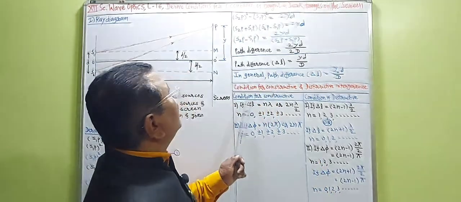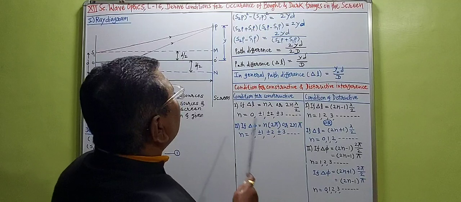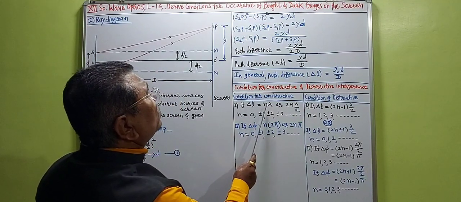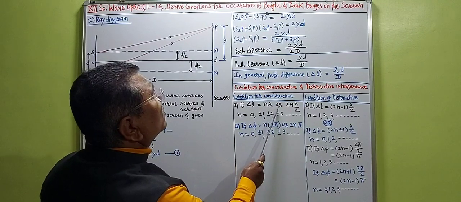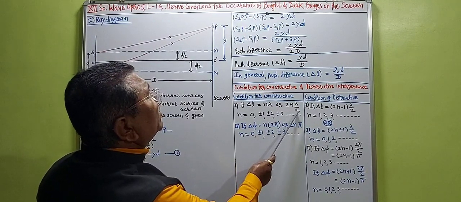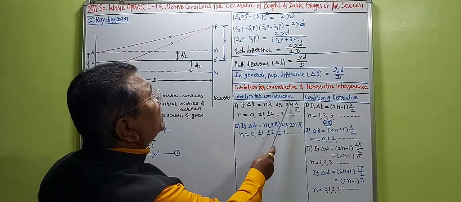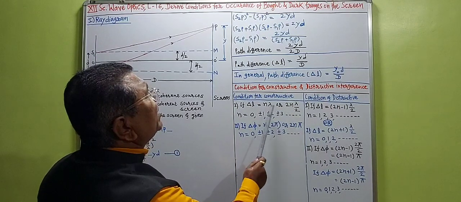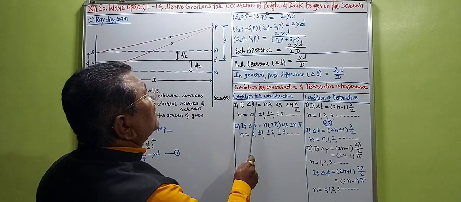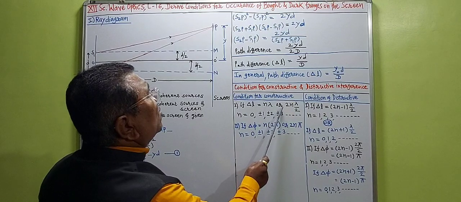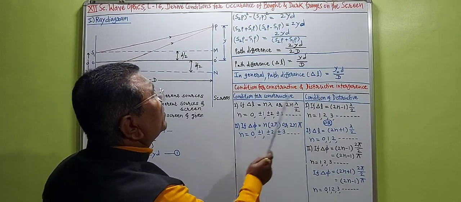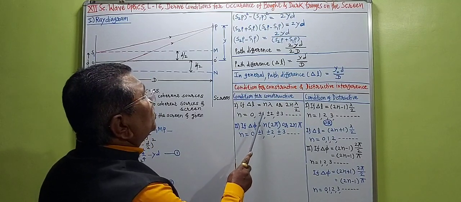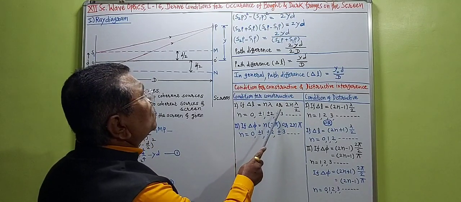So I have written here the condition for constructive. We get, if delta L, that is path difference, is equal to n lambda, or I will multiply it by 2 and divide it by 2, 2n lambda by 2. This 2 gets cancelled, we will get again n lambda. These two equations are similar. So path difference is either n lambda or 2n lambda by 2. Here n starts from 0, plus or minus 1, plus or minus 2, plus or minus 3.